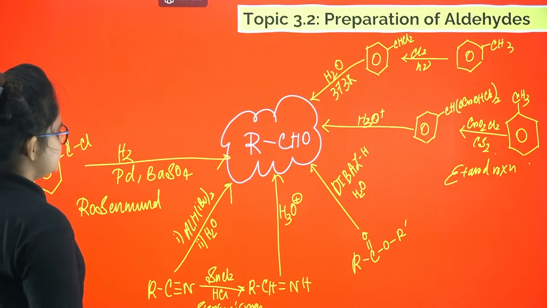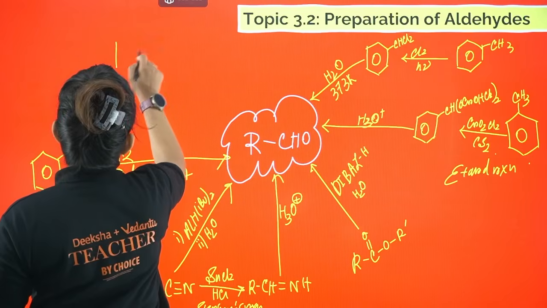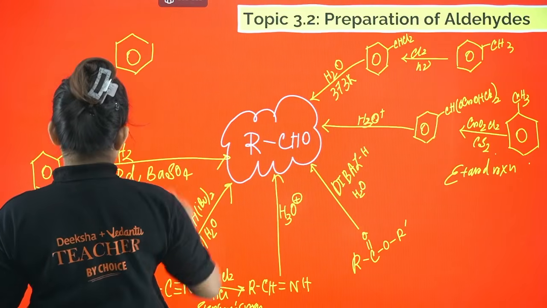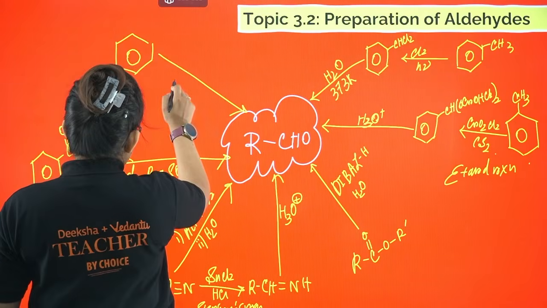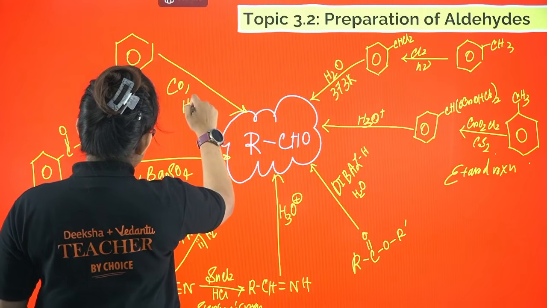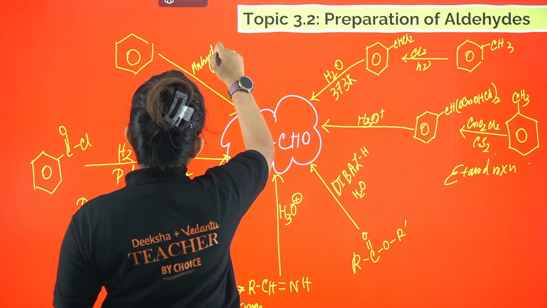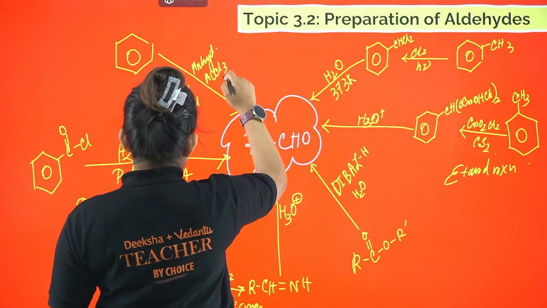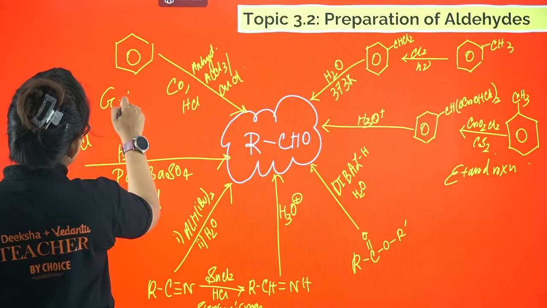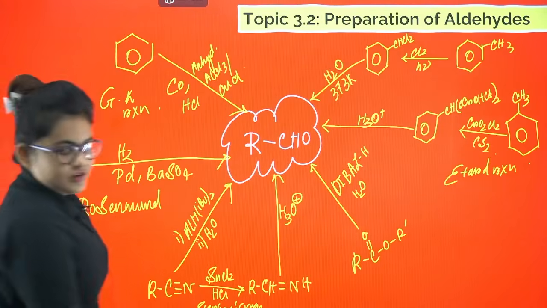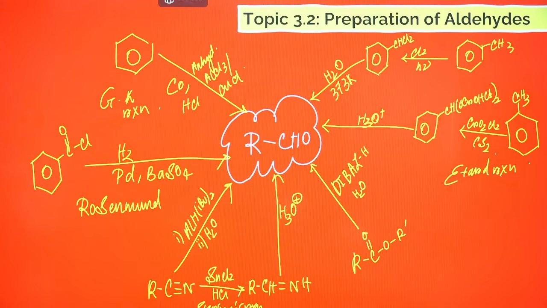The final one is the Gattermann-Koch reaction, GK reaction. You have to start from benzene. Directly, I can give the reagent: CO in presence of HCl, and some anhydrous AlCl3 I can give, or CuCl, that is a reagent. So this is your Gattermann-Koch reaction. Yes, this is the entire preparation of aldehyde. I guess it is clear to you.